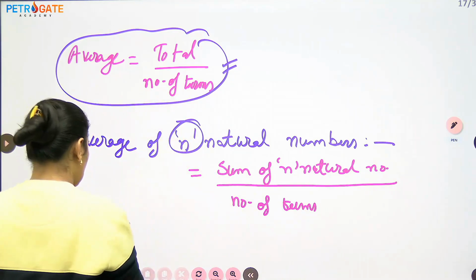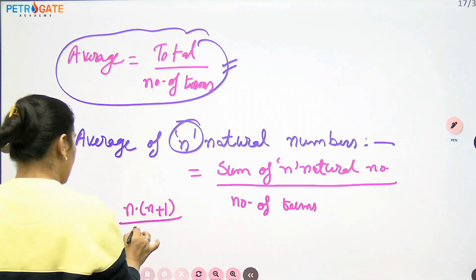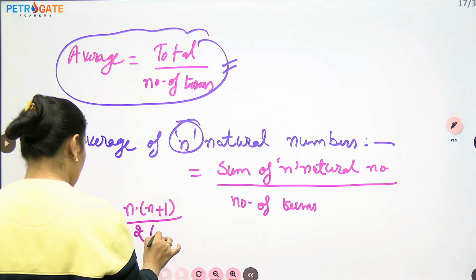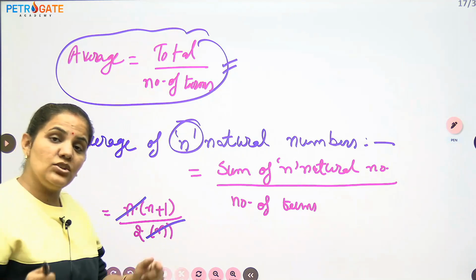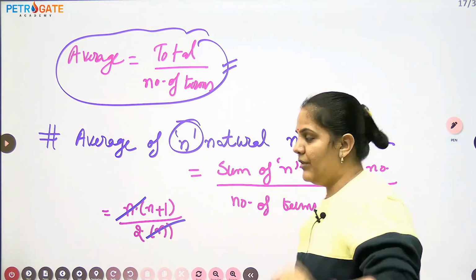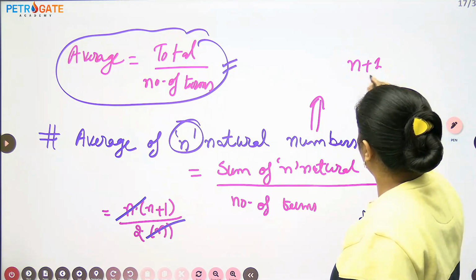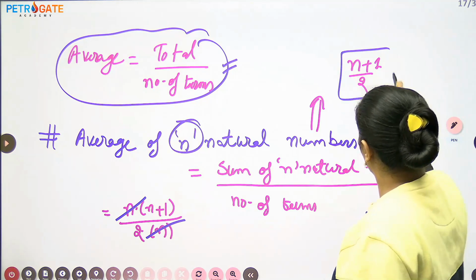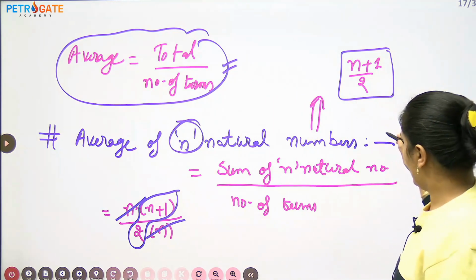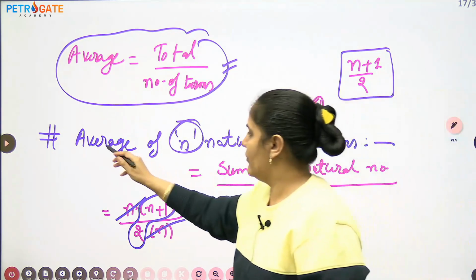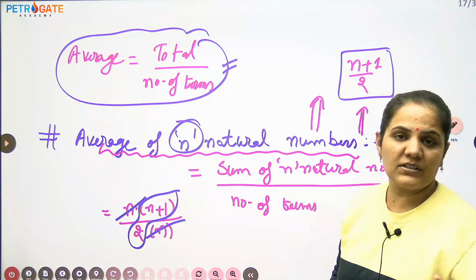The terms are n. So we will write down the formula, sum of n natural numbers, that is n into n plus 1 by 2, and it's already n here. So we will write down n. This n and this n will be cancelled out. When we talk about the average of first n natural numbers, we will say the average is nothing but n plus 1 by 2, my dear students. Is it clear? The average is nothing but the remaining term, that is n plus 1 by 2, right?